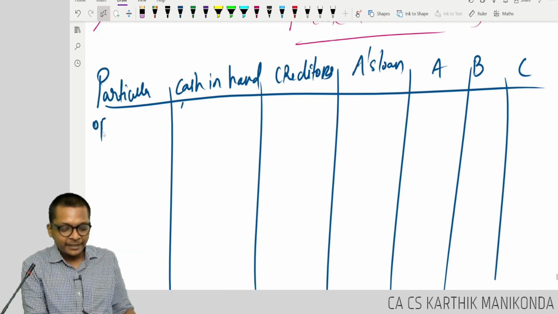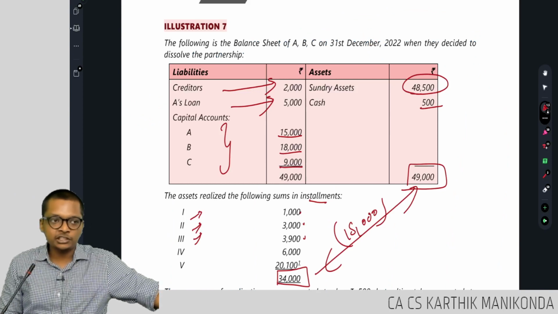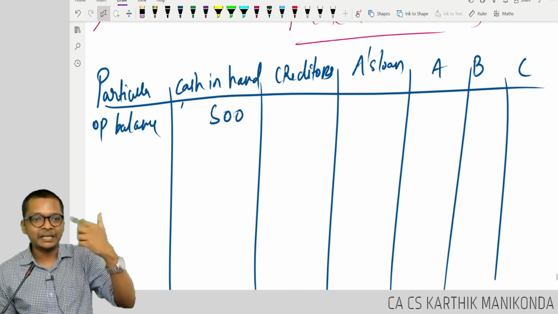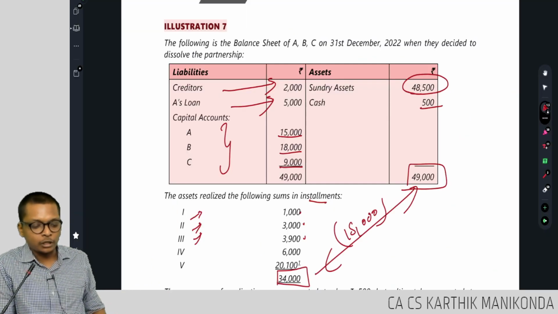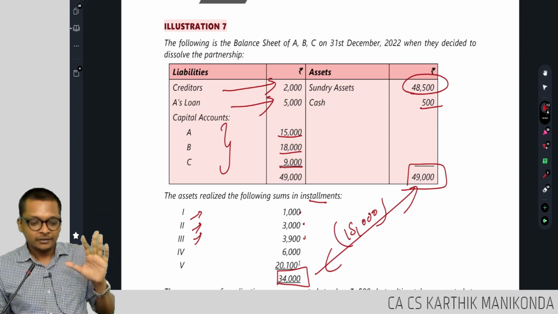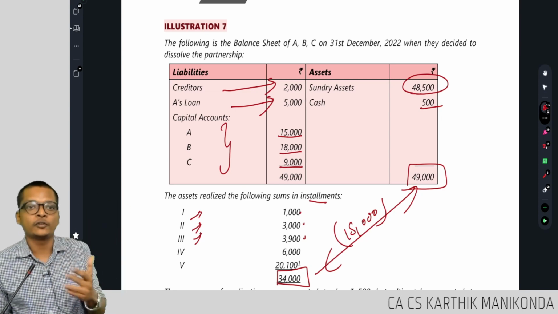Opening balance as per question. As per question, what is the cash? 500. Help me out, guys. You have the book, so you will tell me the values. Those who are online, we are solving the new syllabus study material, illustration 7. From where they got this question? Same question, CA Inter. I used to solve it in Inter, not for foundation.